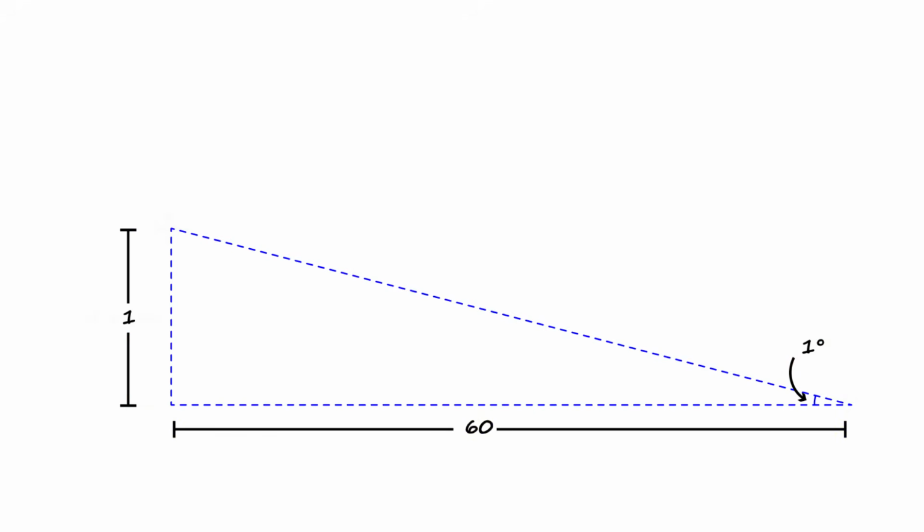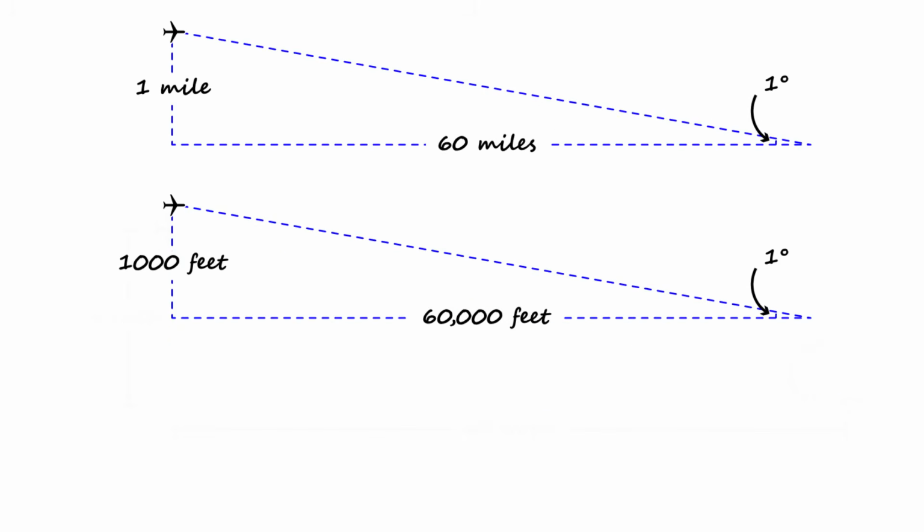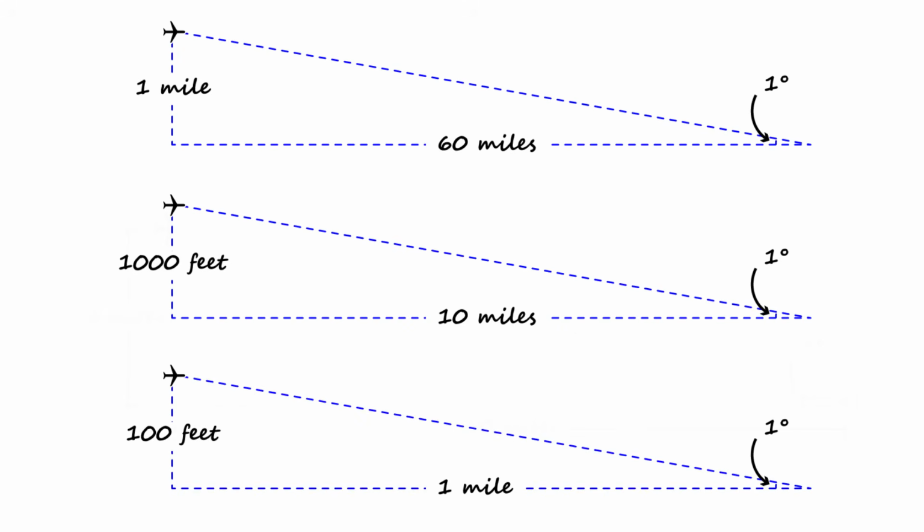But this 60-to-1 rule is actually the Swiss Army knife of flying math, particularly when you scale it down. If 1 degree is 1 mile at 60 miles, then it's also true that 1 degree is 1,000 feet at 60,000 feet. 1 nautical mile is roughly 6,000 feet, so 1 degree is 1,000 feet at 10 nautical miles, and 1 degree is 100 feet at 1 nautical mile.